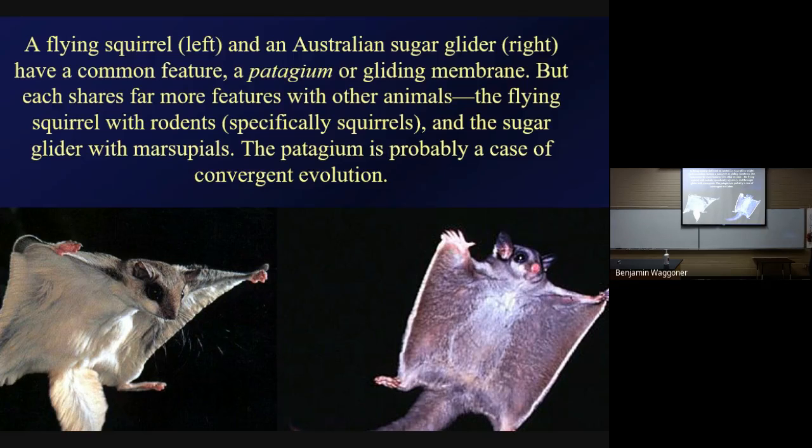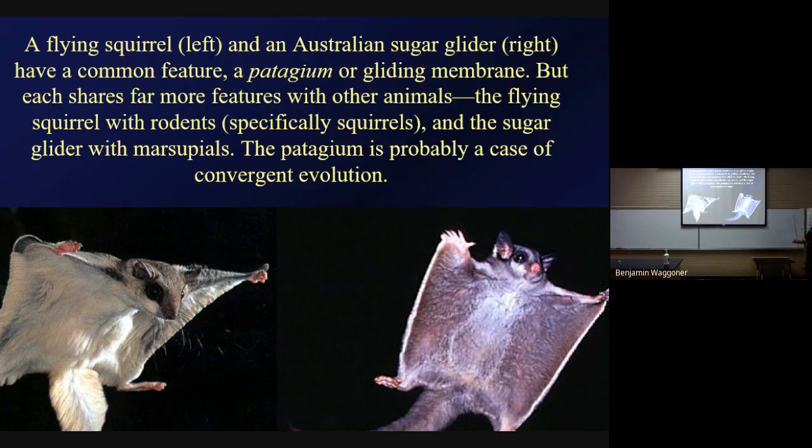But if you look at all of their features, each one shares far more in common with very different groups of animals. The flying squirrel shares a lot more features in common with rodents, like, for example, incisor teeth that grow throughout life.